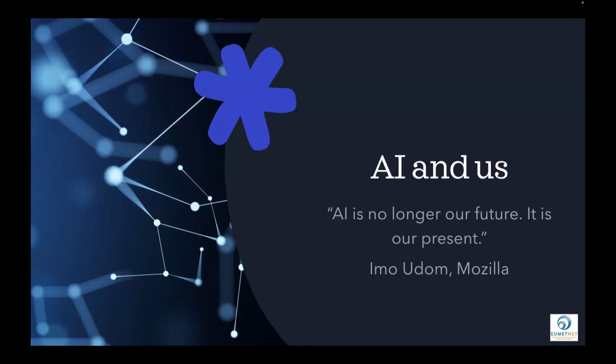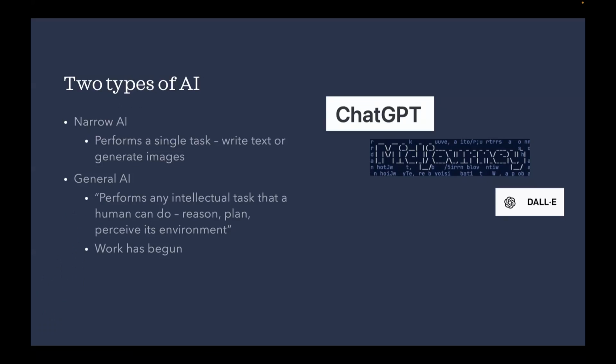So right from the start, we wanted to clarify a couple of things. Broadly speaking, there are two types of AI in existence today. The first one is narrow AI. This is AI that has been trained to perform a single task, like writing text or generating images. This is known as narrow AI. And so tools like ChatGPT, Midjourney, Stable Diffusion, DALL-E, etc., are examples of narrow AI.